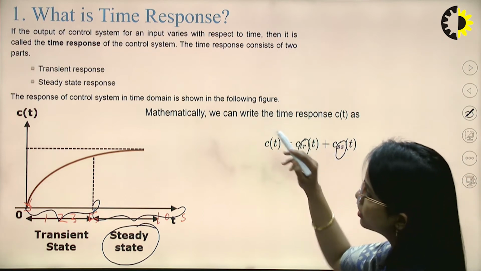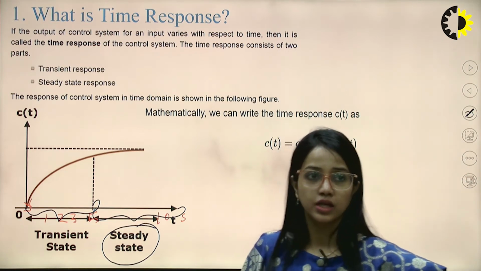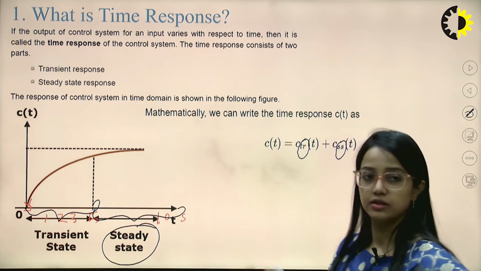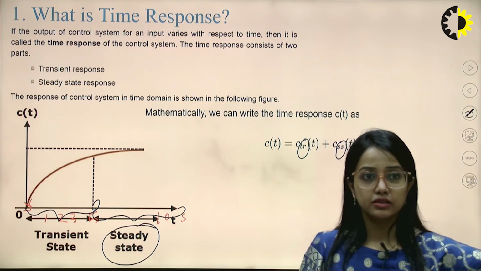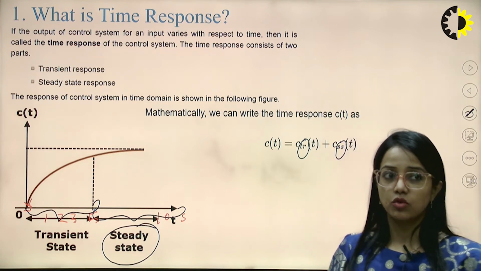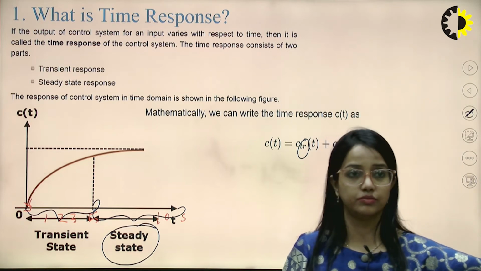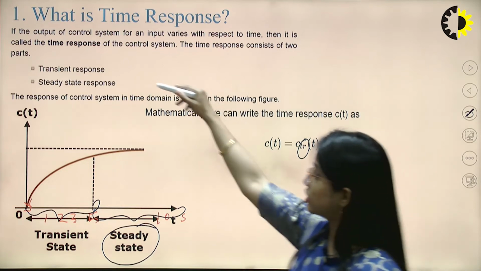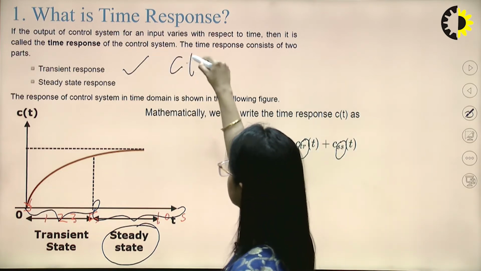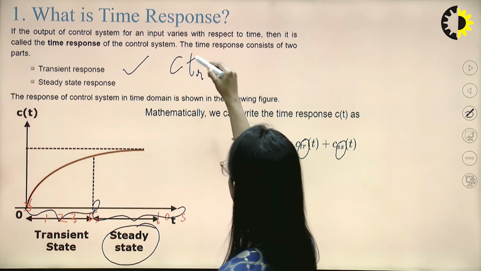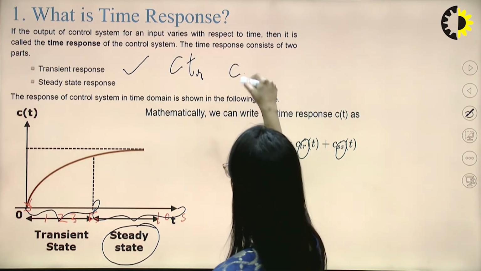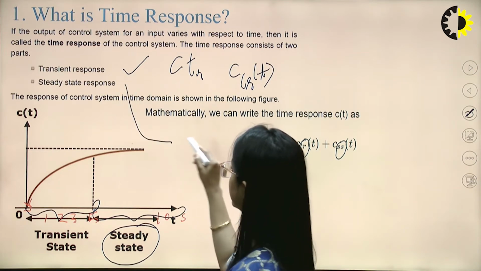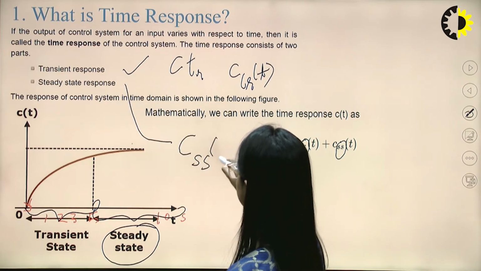The output of control system for a given input varies with respect to time. When it varies with respect to time, then it is called time response of the control system. The time response consists of two parts. First is transient response, C transient. Another is steady state, C steady state.